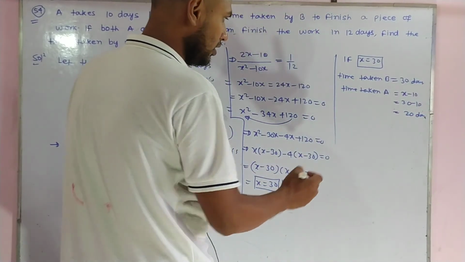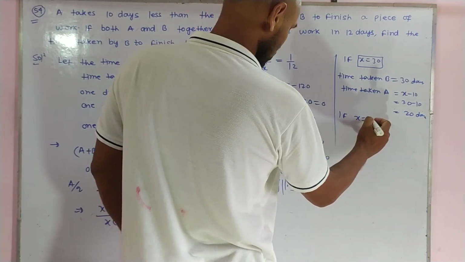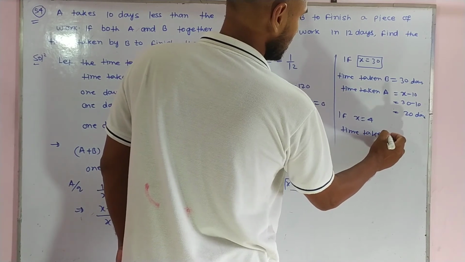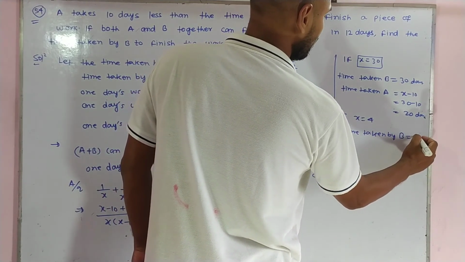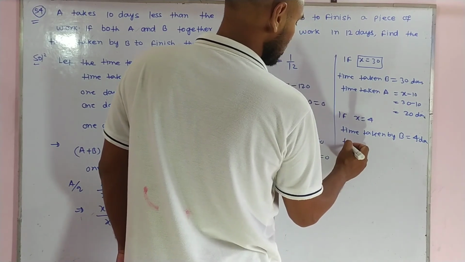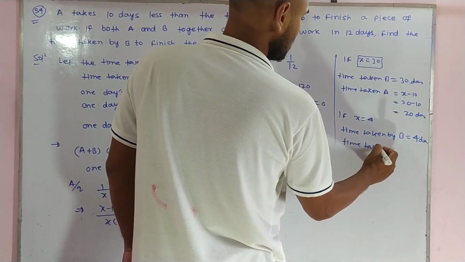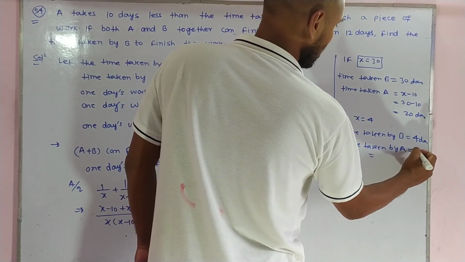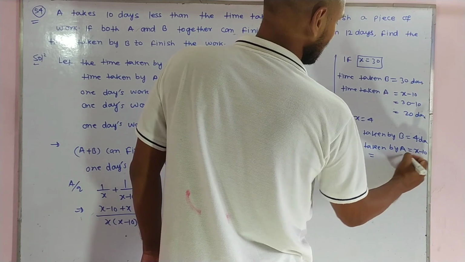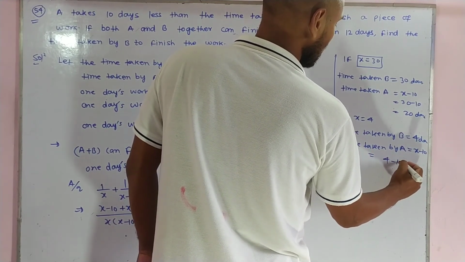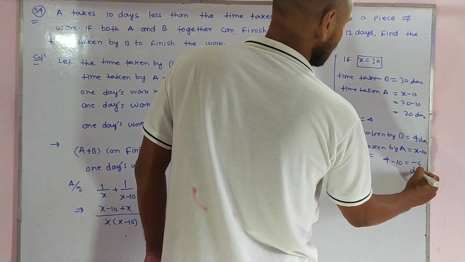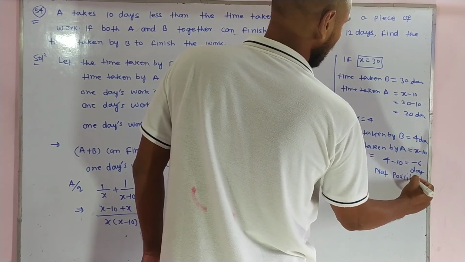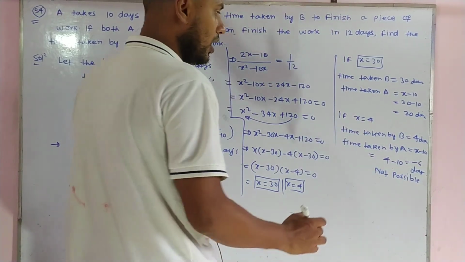Okay, and here if you take x equal to 4, so time taken by B becomes 4 days. So time taken by A becomes how much? It will become x minus 10. x minus 10 means 4 minus 10, that is equal to minus 6 days. That is not possible. So this one is not possible. Okay, the time cannot be negative, so our answer is this one.